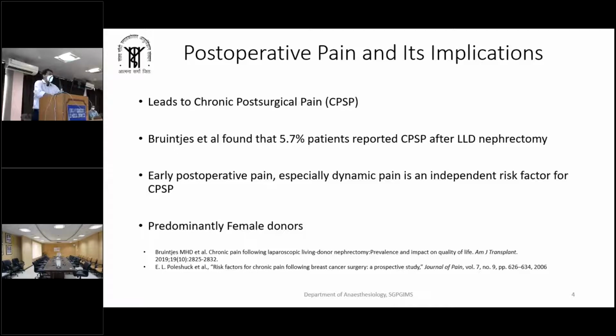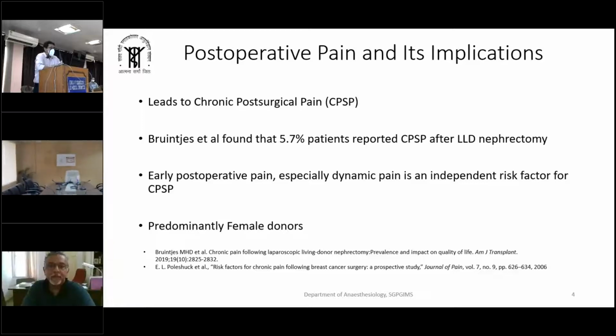According to a study published by Goins et al. in the American Journal of Transplantation in 2019, approximately 6% of voluntary kidney donors reported chronic post-surgical pain after laparoscopic donor nephrectomy. There are a lot of studies done to identify the risk factors for chronic post-surgical pain. However, almost all studies agree that early post-operative pain, especially dynamic pain, is an independent risk factor.